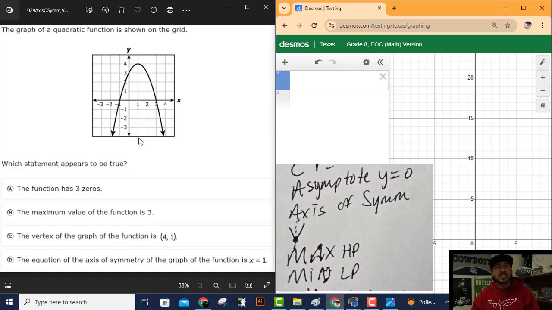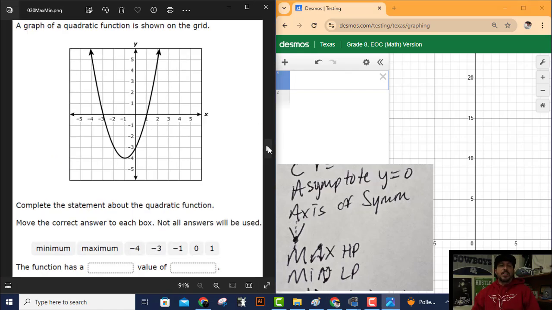You have to know where the vertex is, and you have to know the axis of symmetry. You have to know that stuff. So they're going to lump them all in together because they're not going to ask you one question from each. So, all right, good luck. Good stuff right there.